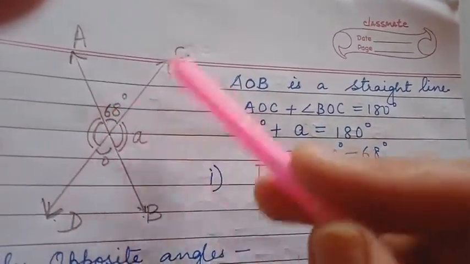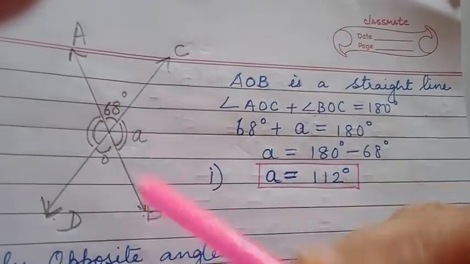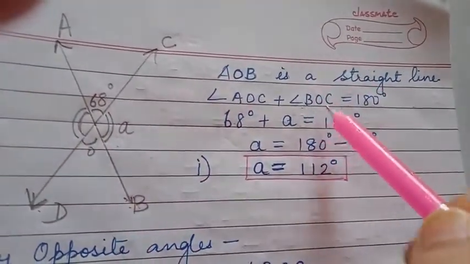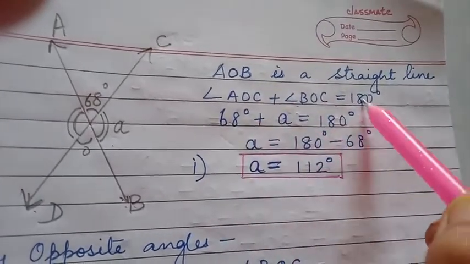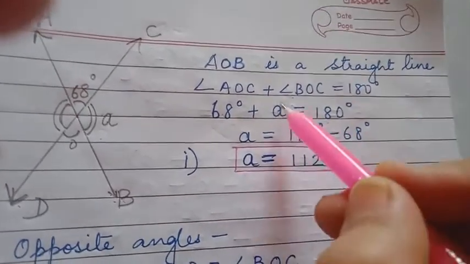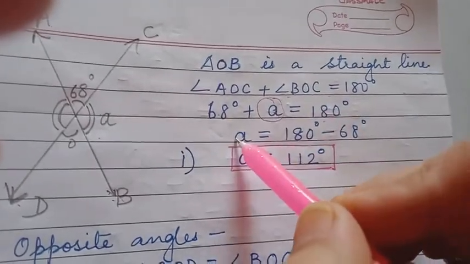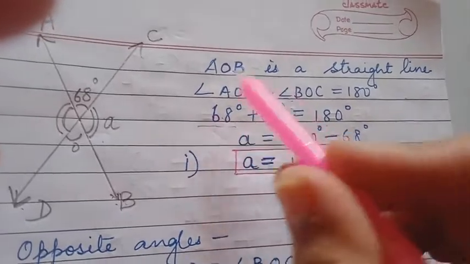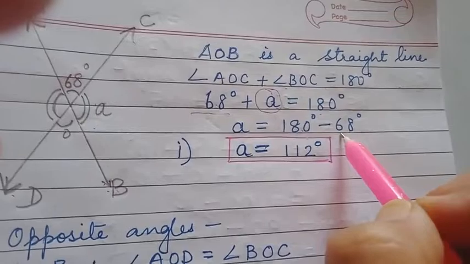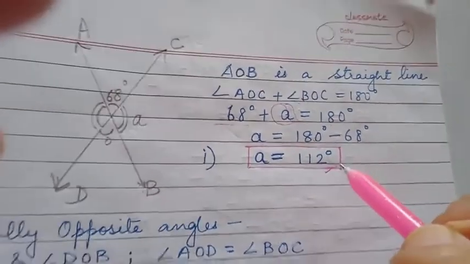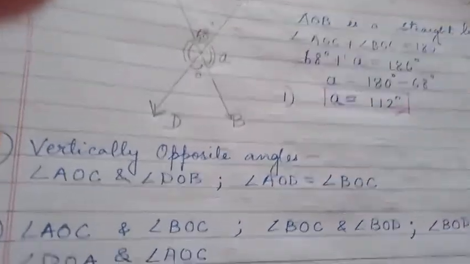So what is angle AOC? Angle AOC is 68 degrees. What is angle BOC? Angle BOC is A. So it is equal to 180 degrees. The value of AOC is written, BOC is written, and 180 as usual. So we have to find here the value of A. The value of A should be kept in LHS and plus 68 should be transposed to RHS. So it becomes 180 degrees minus 68 degrees, which is 112 degrees. So the first question we have got the answer. A is equal to 112 degrees.